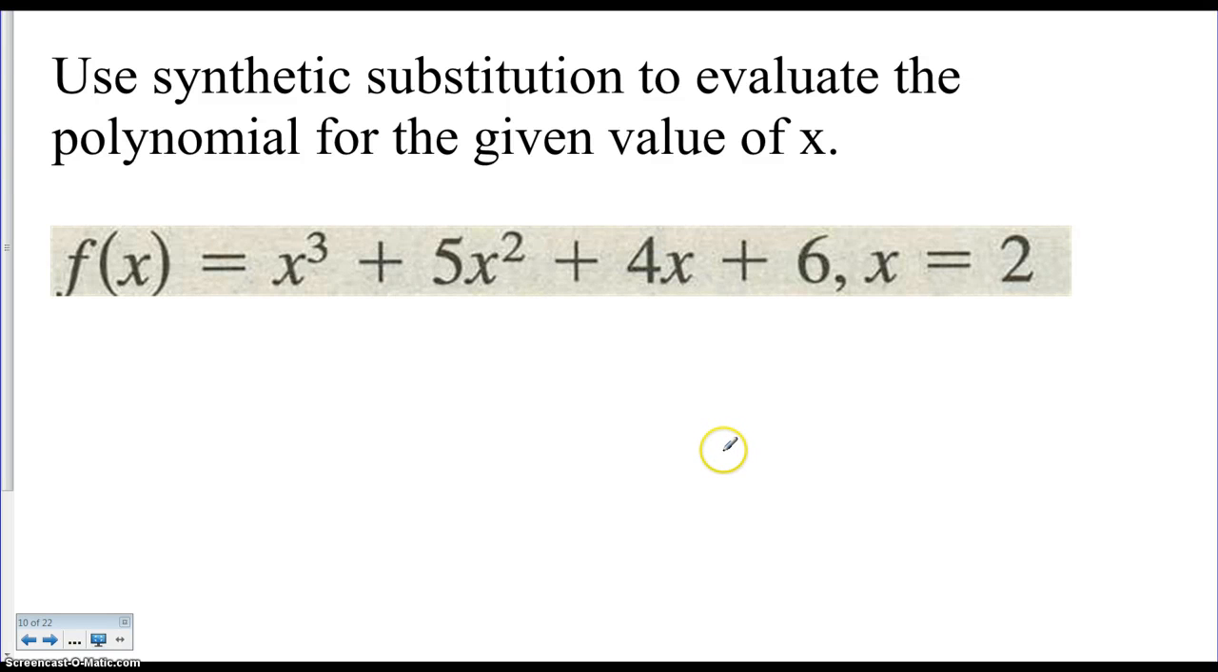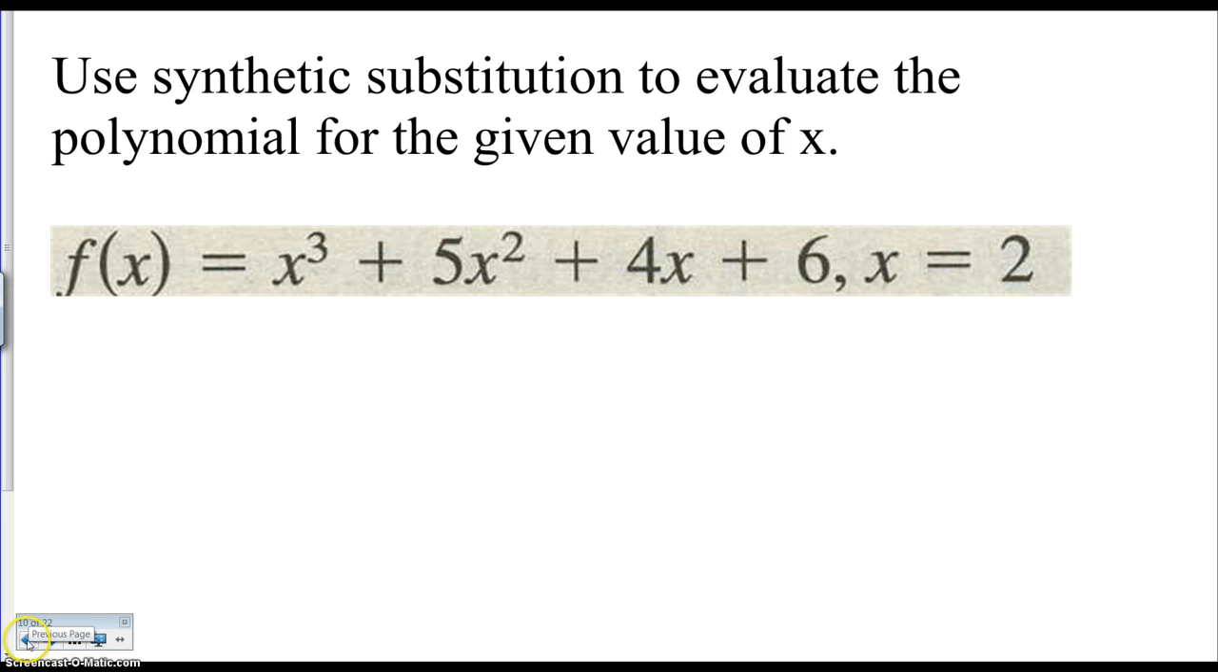So you guys already know how to do regular substitution. Well, what I want to do right now is show you something else called synthetic substitution, which is another way for me to substitute a value into an equation. So what I have here is f of x equals x cubed plus 5x squared plus 4x plus 6. And what I want to plug in is 2.